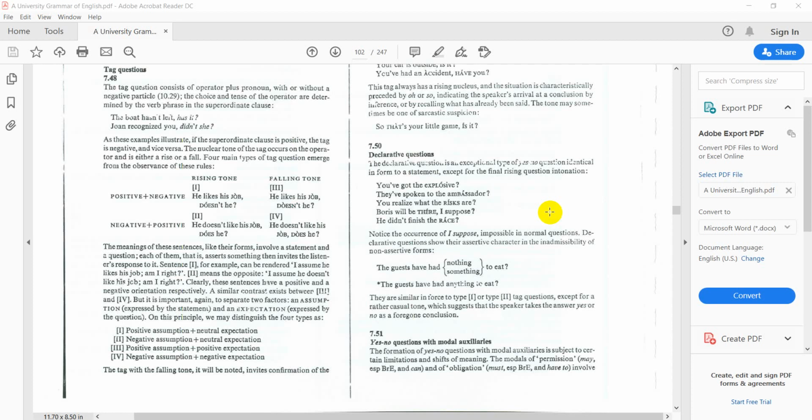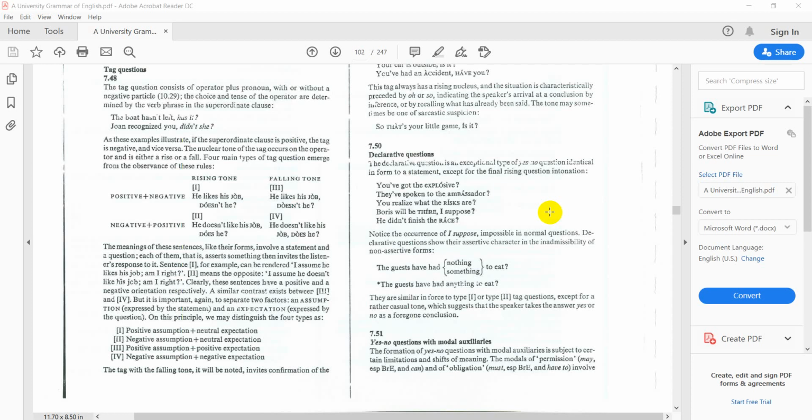Look at the expression I suppose, because in normal usage of yes no questions, there is no I suppose. Only with declarative questions can you find this expression. He didn't finish the race. As you see, the rising intonation at the end of the word.